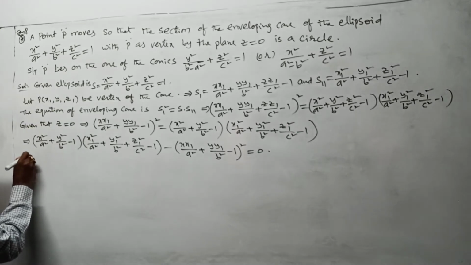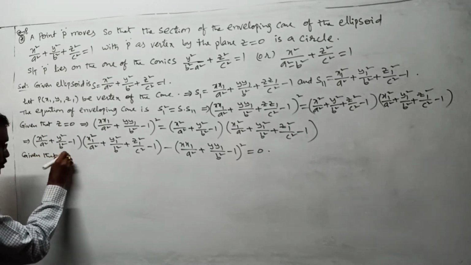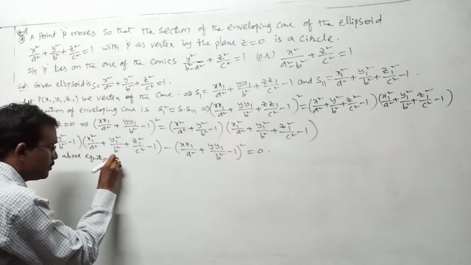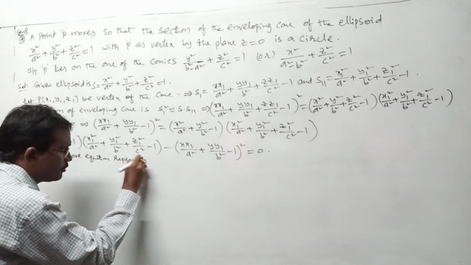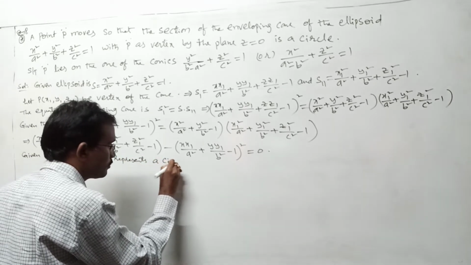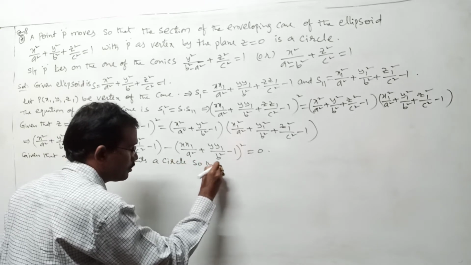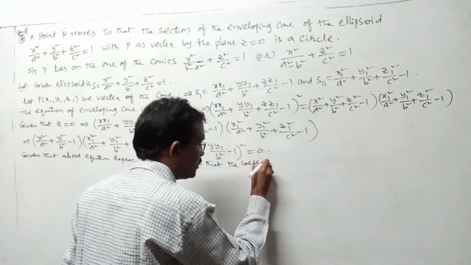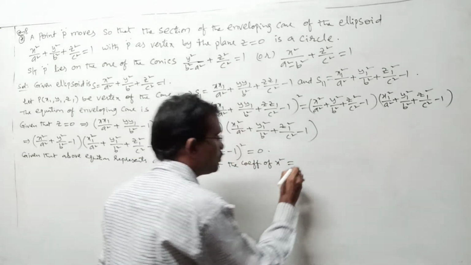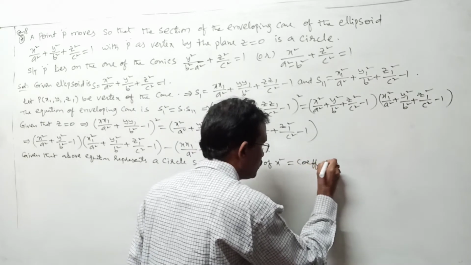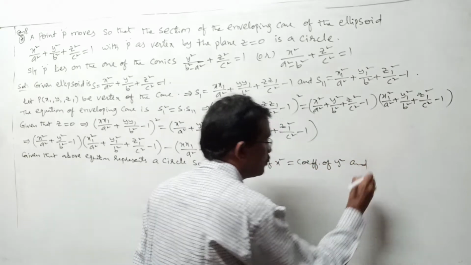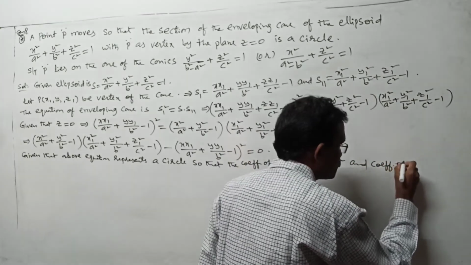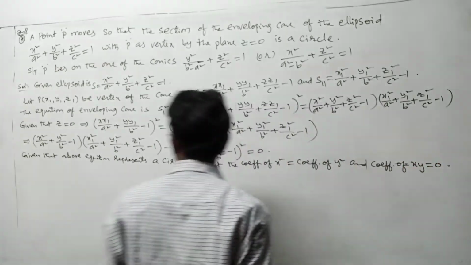Given that the above equation represents a circle, so the coefficient of x square is equal to the coefficient of y square, and the coefficient of xy is equal to 0. These conditions are used.